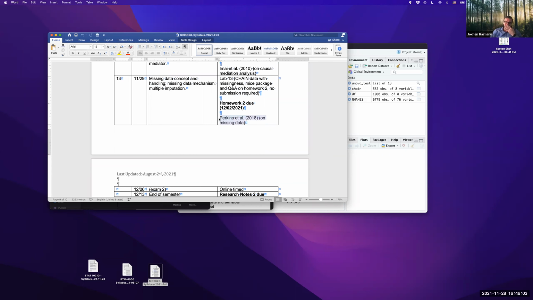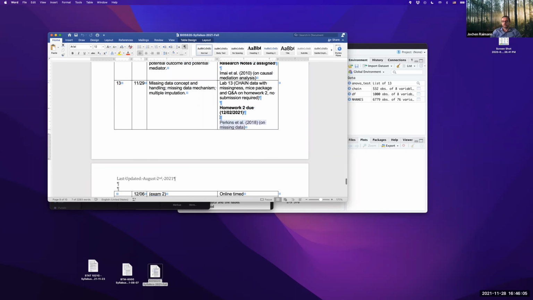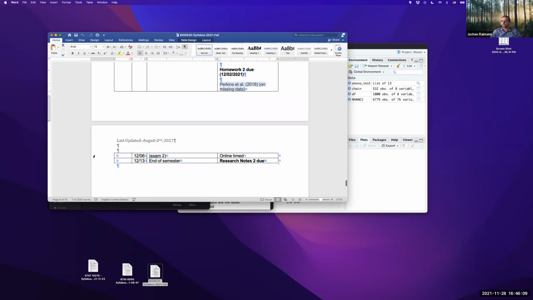There's also the Perkins data that allows you to review missing data and approaches to that. Of note, next week on Sunday, I will be posting exam 2, which is an online timed exam, in the same fashion as exam 1. And please note, 12/13 is the end of the semester and research note 2 is due.